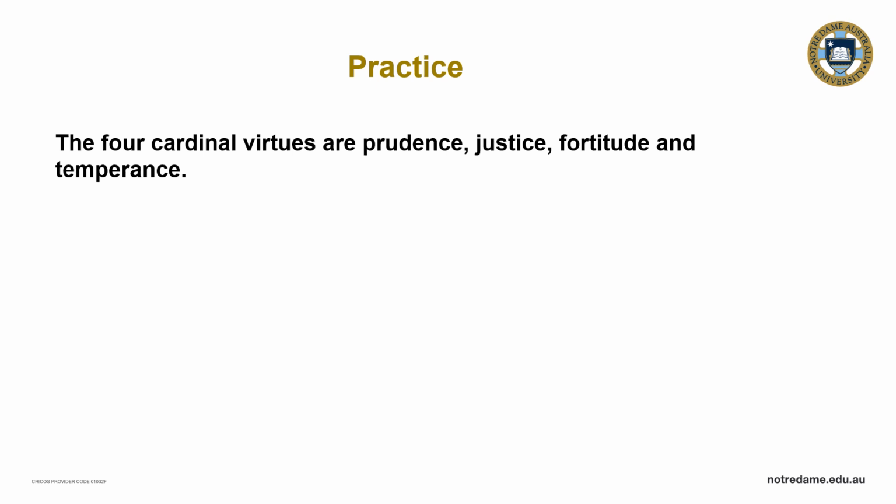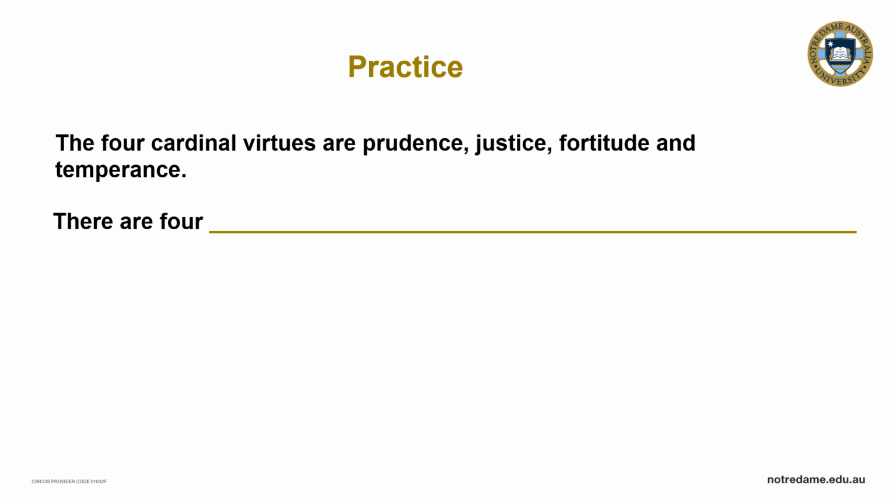Let's go on to a bit of practice. So here is one sentence, it's a complete sentence. The four cardinal virtues are prudence, justice, fortitude, and temperance. But now imagine that we're going to begin: there are four. See if you can continue that using either a semicolon or a colon.